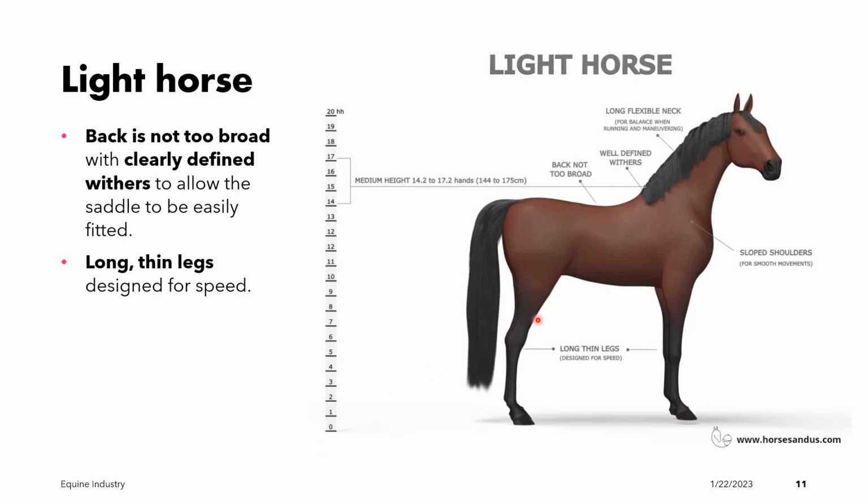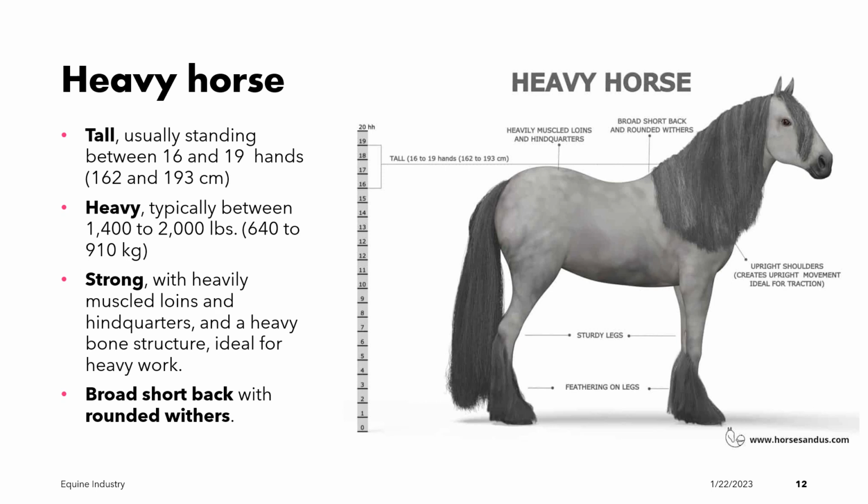When we describe the back of the light horse, the back is not too broad, with clearly defined withers to allow the saddle to be easily fitted during riding. The legs are considered to be long and thin, and of course, this is designed for speed. The last classification of the horse based on its height, build, and size is the heavy horse.